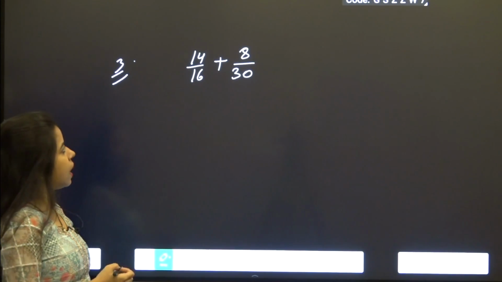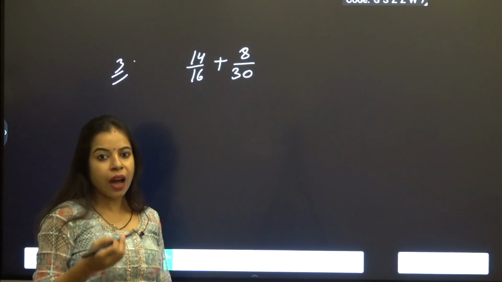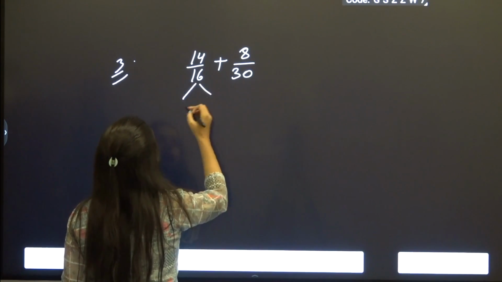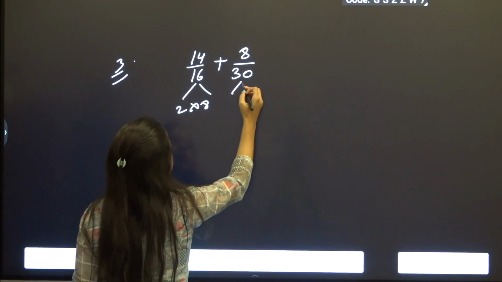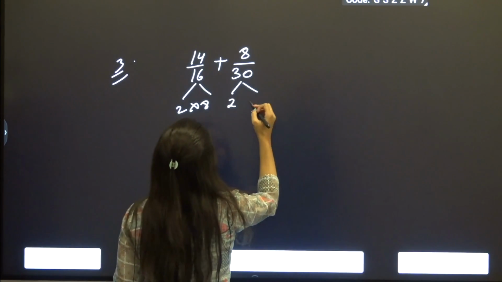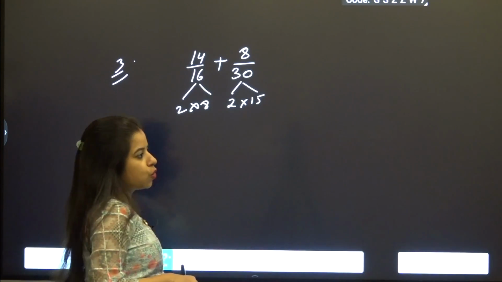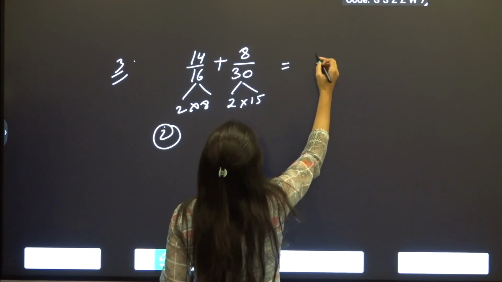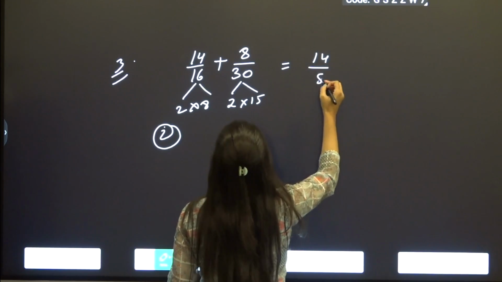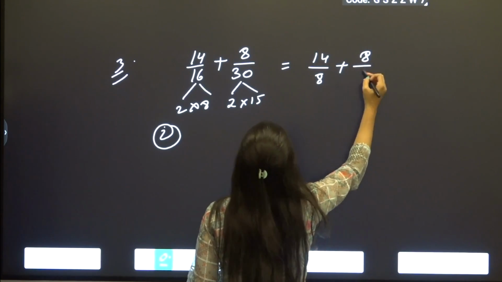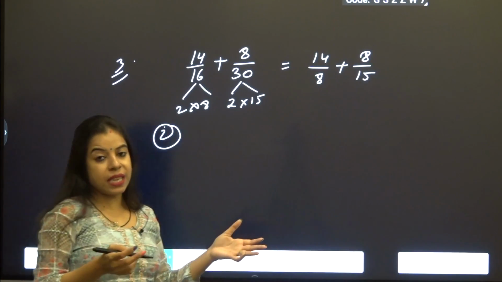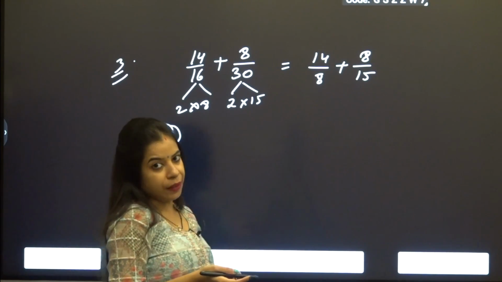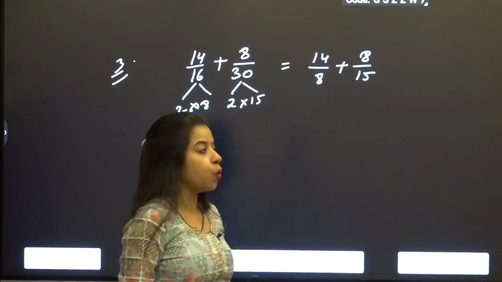Now, we can see that 16 and 30 are not co-prime. They have a common divisor, which is 2. So this can be written as 2 into 8 and 30 can be written as 2 into 15. So 2 we can take common and we are left with 14 by 8 and 8 by 15. Now we can see that there is nothing common in 8 and 15. That is, 8 and 15 are co-prime numbers.